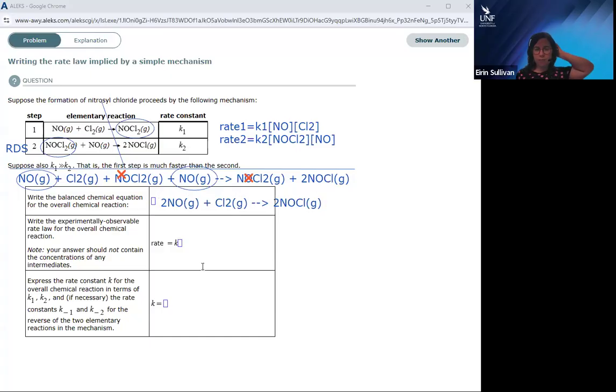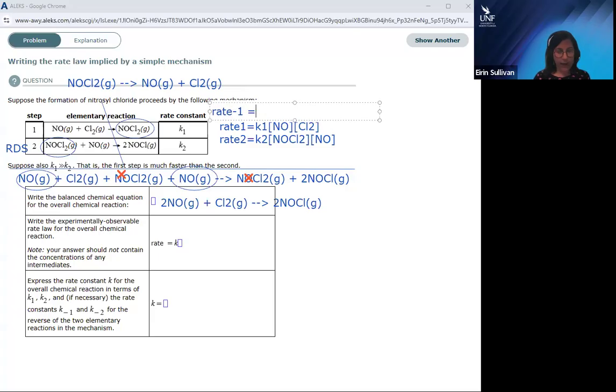Okay, so for the experimentally observable rate law, we're going to have to take a few steps. So the trick for this is we're actually going to write the rate law for the reverse of step 1. So the reverse of step 1 is going to be the decomposition of our intermediate NOCl2 into nitrogen monoxide and chlorine. This will allow us to write the concentration of our intermediate in terms of the concentration of our other reactants. So I'm going to call this rate law rate -1. So I'm being consistent with ALEKS, and that's for the reverse of elementary step 1.